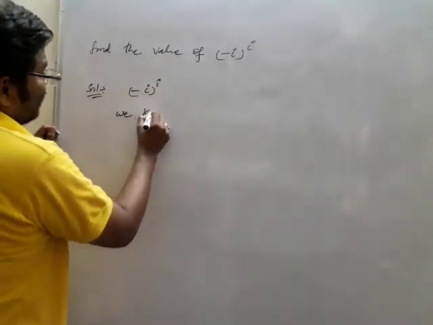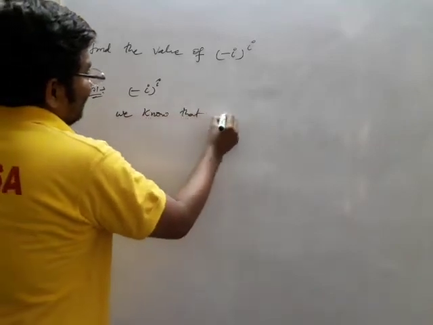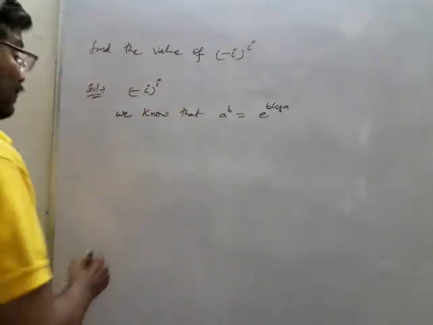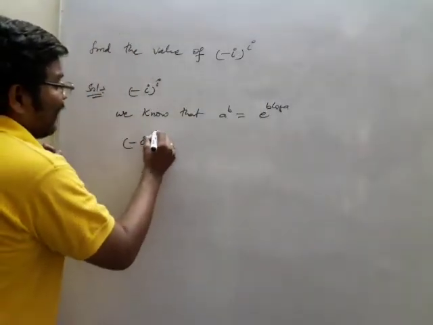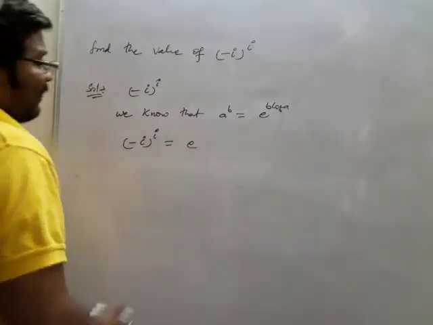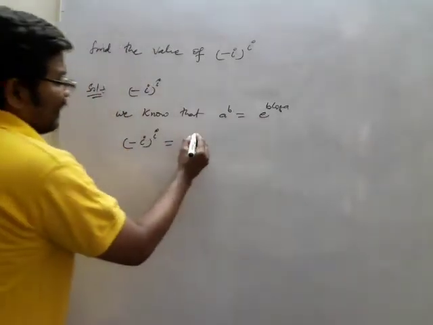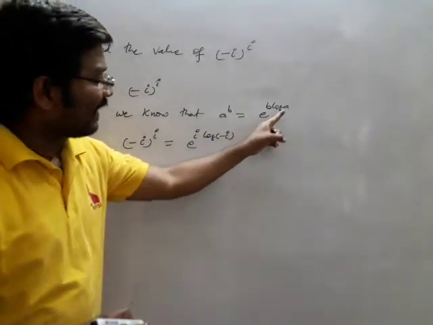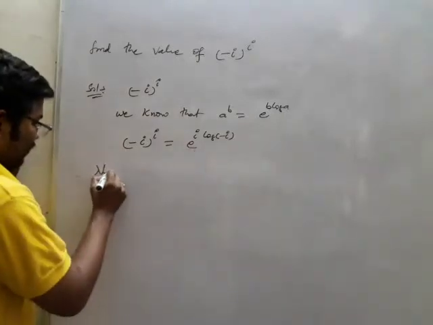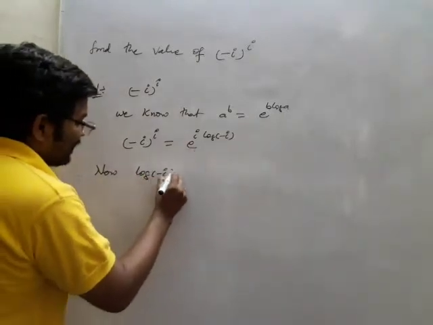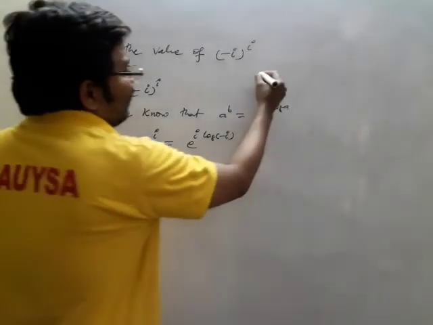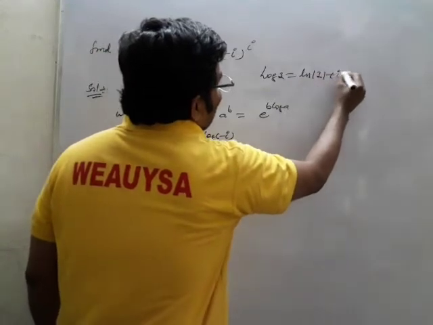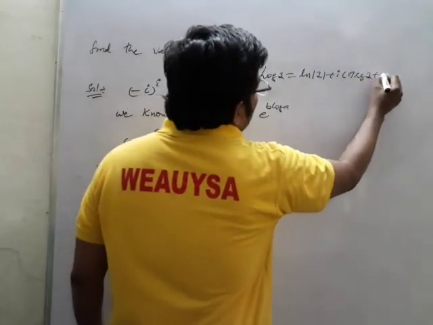Now we know that a power b is equal to e power b log a. This is the formula. So (minus i) whole power i is equal to e power i log(minus i). What is b here? b is i, and a is minus i. So we'll find out log(minus i) according to the formula we just wrote: log z is equal to ln of mod z plus i into argument of z plus 2n pi.